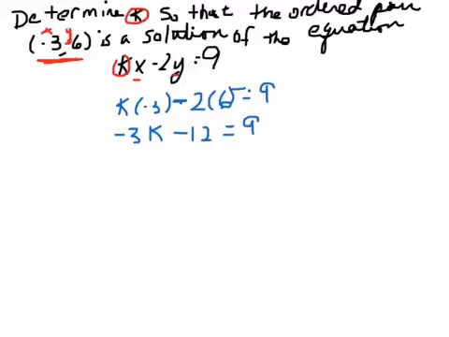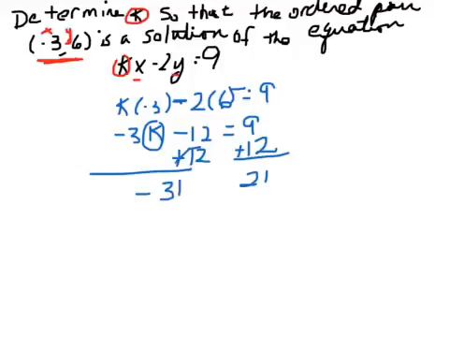So if you just take the equation and plug in the information they give you, if you're just doing what you can do, you're going to get the solution here. So if I want to solve for k now, all I've got to do is add 12 to both sides. We get negative 3k is equal to 21. And then if I divide both sides by negative 3 to get k by itself, I'm going to get k is equal to negative 7.